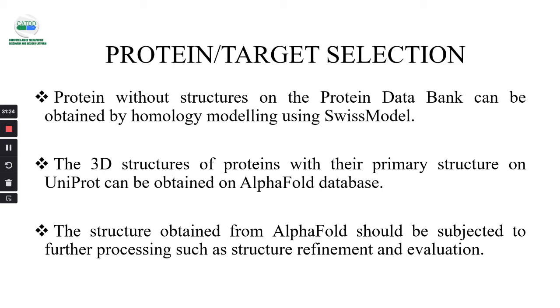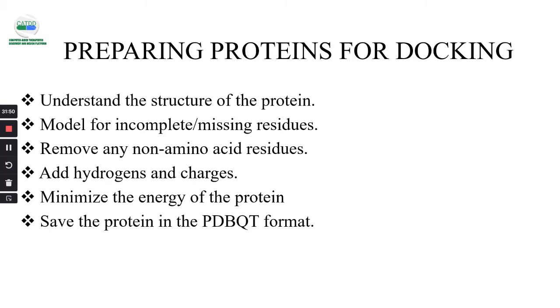So if you evaluate what AlphaFold will give you, using maybe the Ramachandran plot or the Z-score analysis, you are going to get a better result compared to Swiss-Model, RaptorX, and others. So when you obtain the structure from AlphaFold, then you can further process it, such as structure refinement and evaluation. I will just talk about that later.